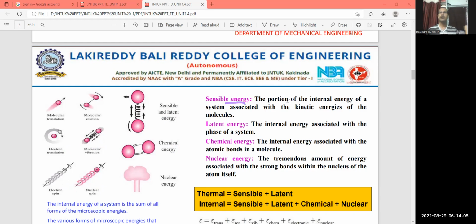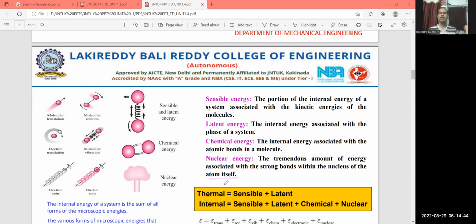The sensible energy is the portion of the internal energy of a system associated with the kinetic energies of the molecules. Whereas the latent energy is the internal energy associated with the phase change of a system. Chemical energy is internal energy associated with the atomic bonds in a molecule. Nuclear energy is the tremendous amount of energy associated with the strong bonds within the nucleus of the atom.